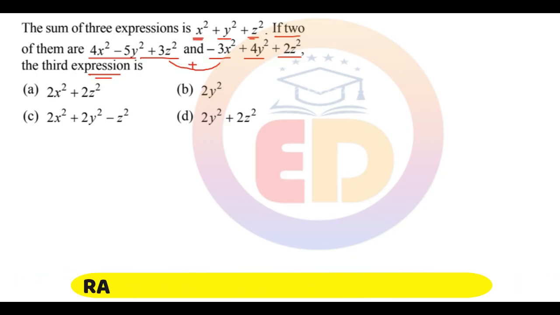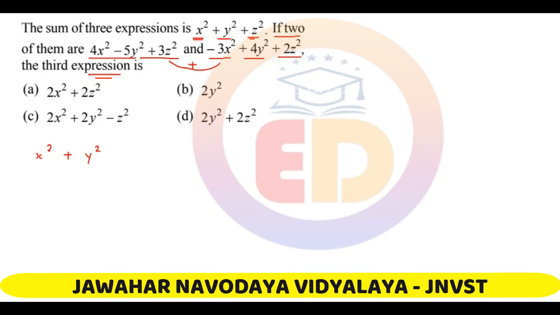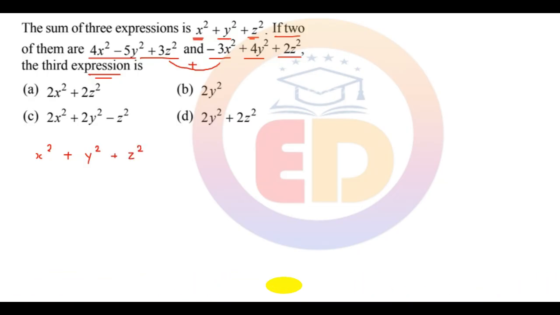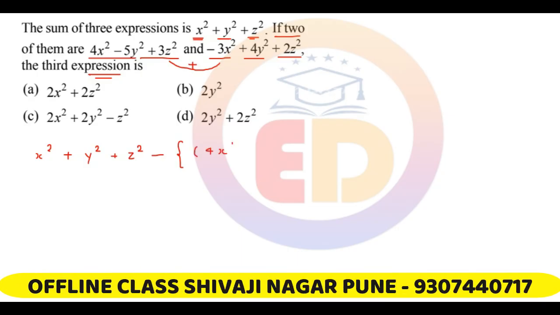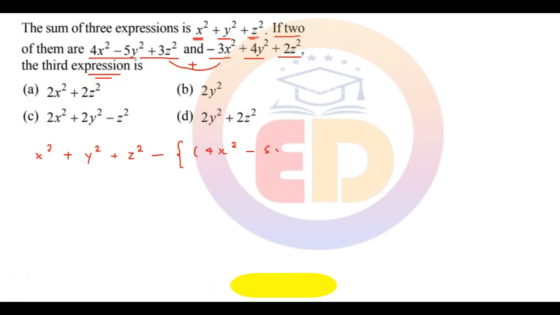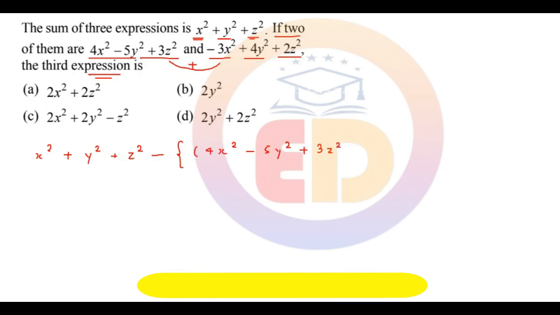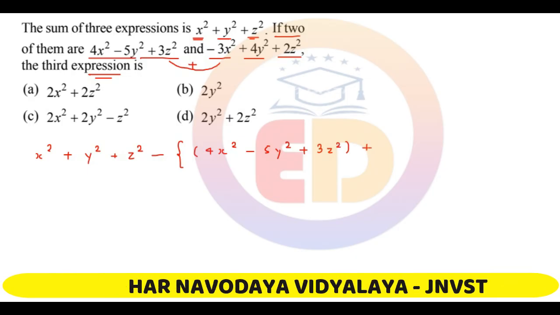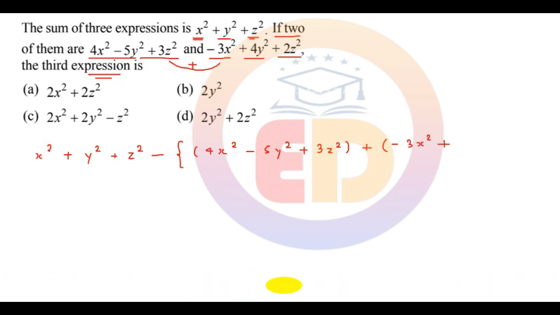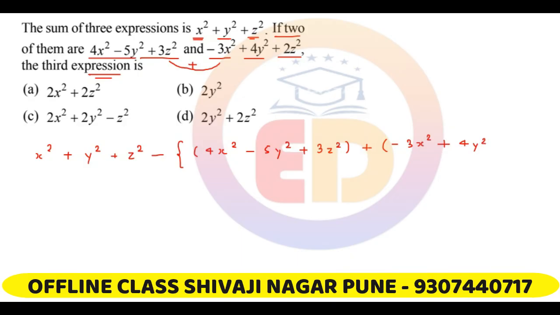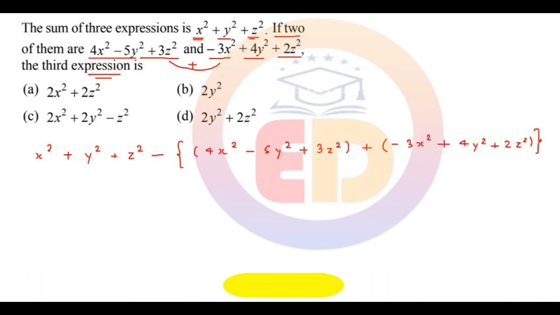So our equation will be x square plus y square plus z square, minus the sum of 4x square minus 5y square plus 3z square, plus minus 3x square plus 4y square plus 2z square. Let us add these two terms.